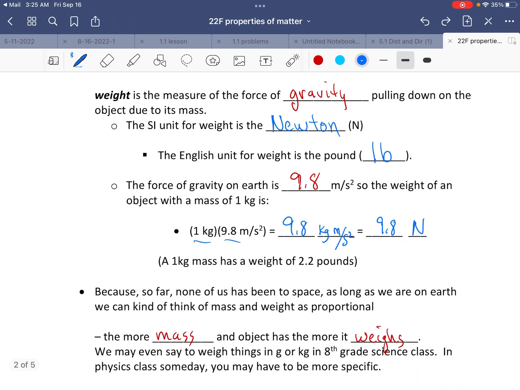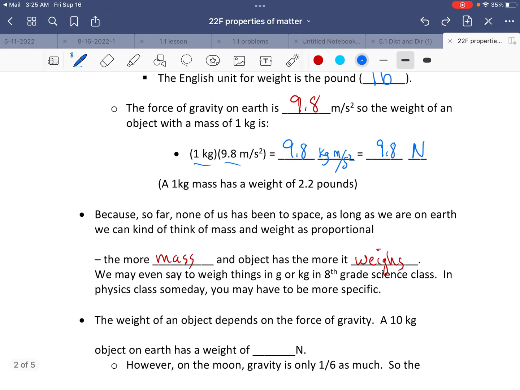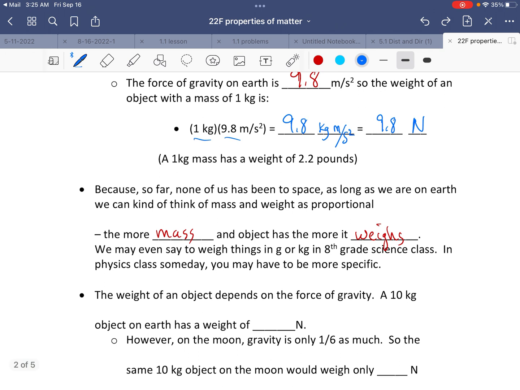A 1 kilogram mass has a weight of 2.2 pounds if you want to use the pound scale for that. So, because so far none of us have been into space, we can think of mass and weight as being proportional. The more mass an object has, the more it weighs. We can weigh things in grams or kilograms here in 8th grade science class, but in physics, you may not be able to get away with that.